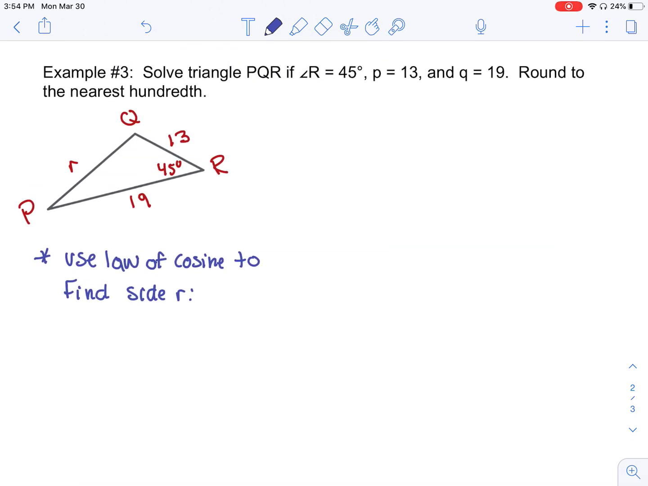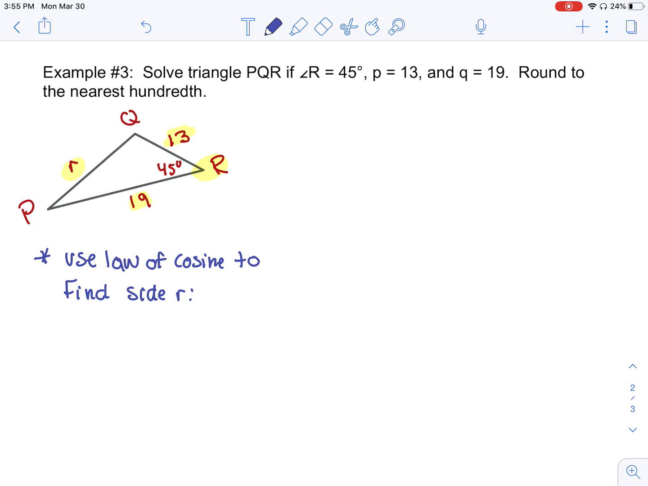Why I like this example is because we're used to seeing triangles with A, B, and C. And in this triangle, we have P, Q, and R. So you kind of have to think about it. It doesn't really set up with the variables that you have seen the law of cosine written in. So let's think about it. We're trying to find side R. We're given angle R, and the two sides that make up that angle are side P and side Q.